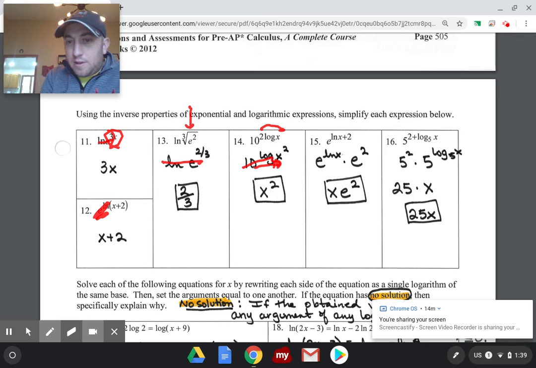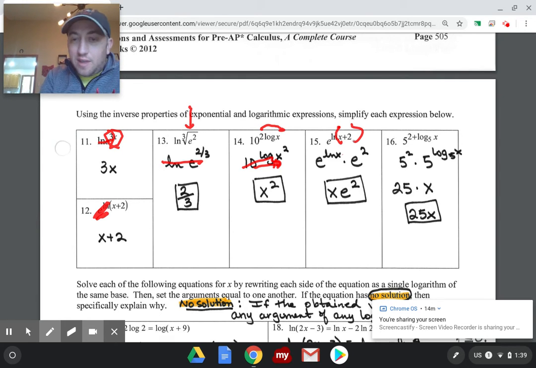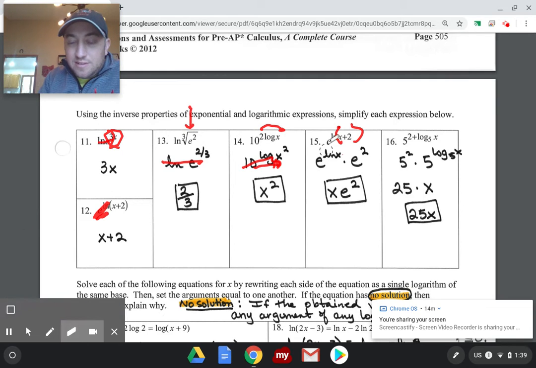15 is a little bit different because they're using some properties of exponential expressions first, because I have e to the natural log of x plus 2. And if this was e to the natural log of x plus 2 written like that, then without a doubt, it's just like number 12, and your answer would be just x plus 2. In this case, it's not.